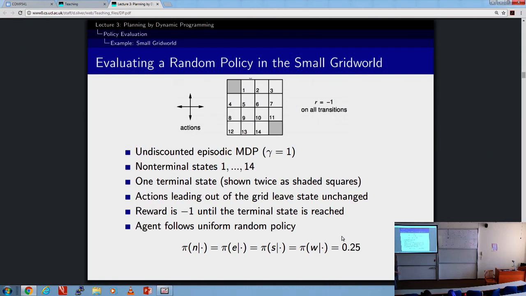Reward is -1 for every step until you reach a terminal state. And the agent, the policy that you're evaluating, is the uniform random policy. So you have 1/4 probability of going left, right, up, down. Is the game clear?